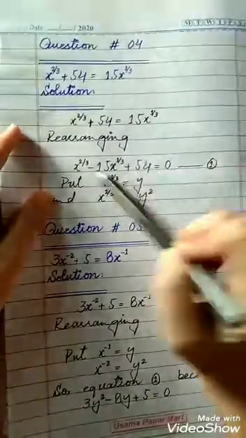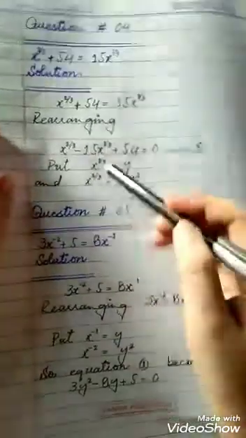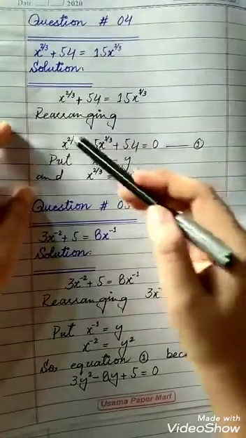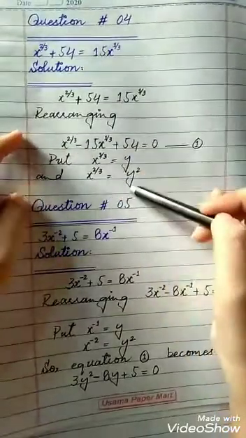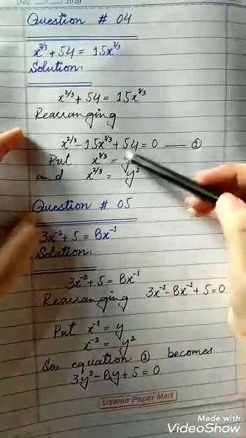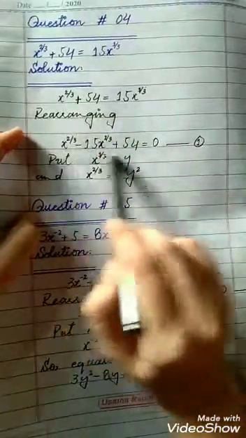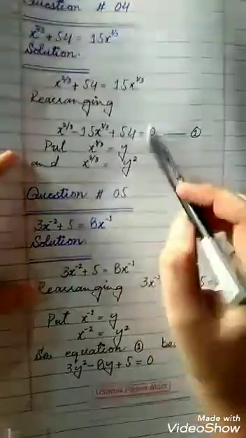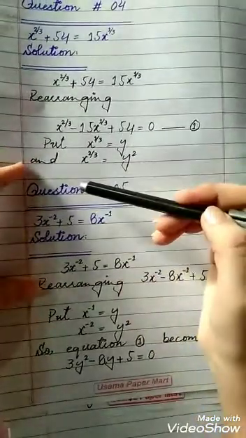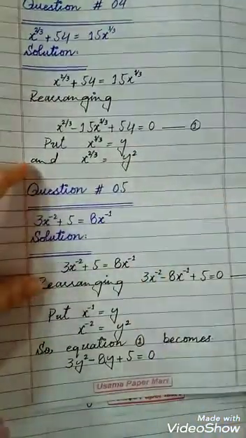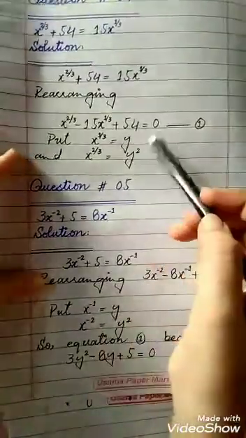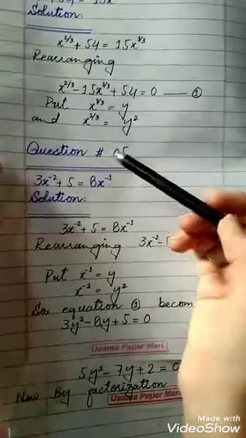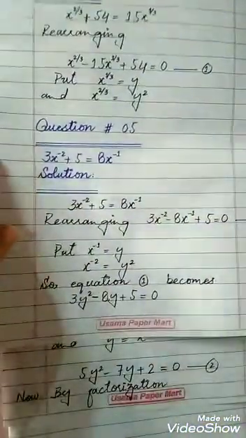After rearranging, we got this equation, and x power 1 by 3 we put equal to y, and x power 2 by 3 we put equal to y square. So we will place both these values in this equation, and we can get our quadratic equation in general form. Now you can apply the factorization method here, and after that you can solve the question as you have done already in questions number 1, 2 and 3.